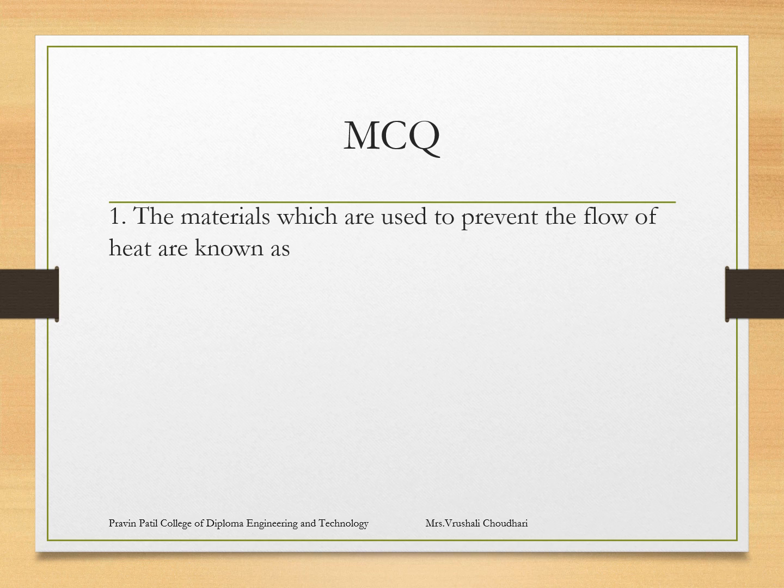MCQ, we are going to solve MCQs. The material which is used to prevent the flow of heat is known as: options are semiconductor, conductor, insulator, paint. What is a semiconductor? Whose conductivity is between the conductor and insulator. What is a conductor? Which allows heat and electricity to pass through it. Third option, insulator, the substance which does not allow current and heat to pass through it. It's called an insulator. Answer is insulator.